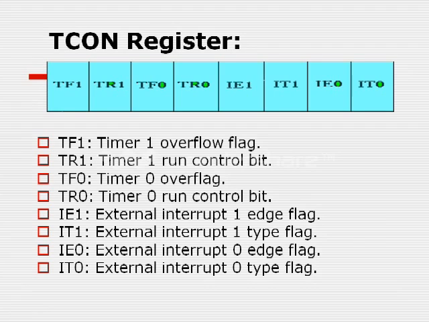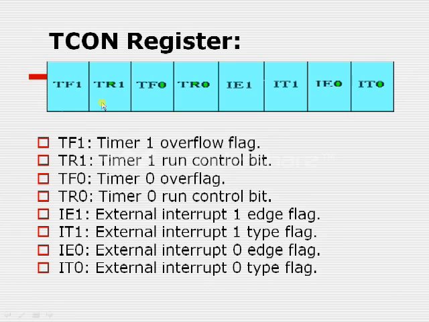Now, after initializing the timer, we have to start the timer. That is done with the help of these TR bits. TR0 is used for starting or stopping timer 0, and TR1 is used for starting or stopping timer 1. For example, if I have a digital watch, after initializing it, I need to press the start button provided on the watch. Then only the clock runs, then only the timer runs.